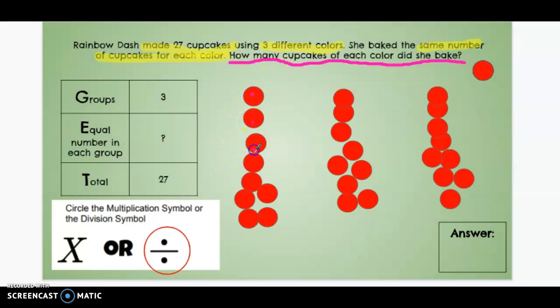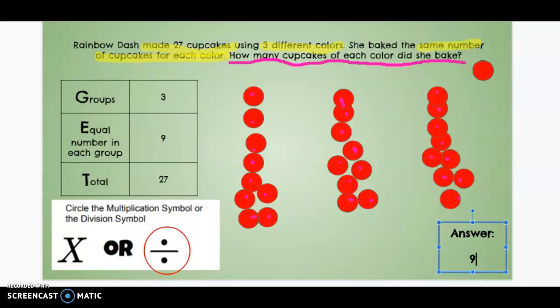1, 2, 3, 4, 5, 6, 7, 8, 9. In each group, I have 9. So how many cupcakes of each color did she bake? She baked 9 of each color. So 9 cupcakes is going to be your answer.